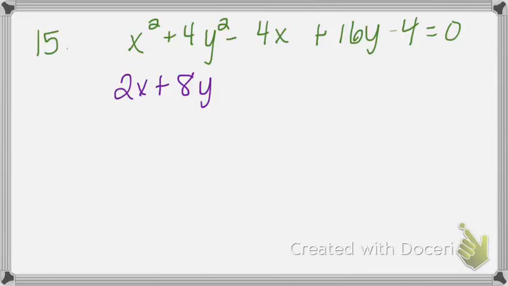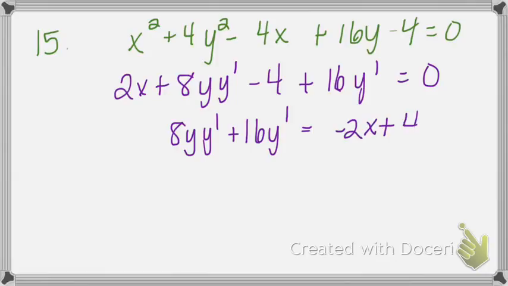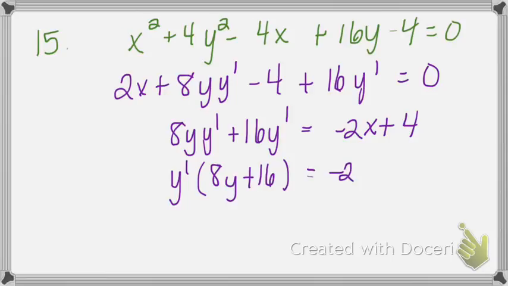I'm forgetting my y prime right there. I think you know how to do that. Let's go ahead and get the y primes together and everything else over on the other side. Factor out that y prime. I could factor out a 2 if I wanted to, but it's not going to matter. So here's my derivative.